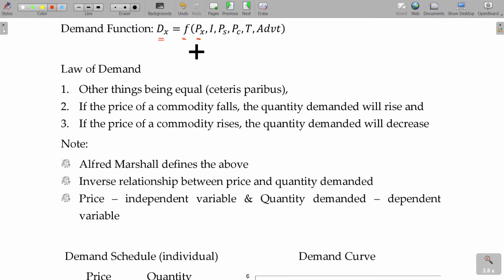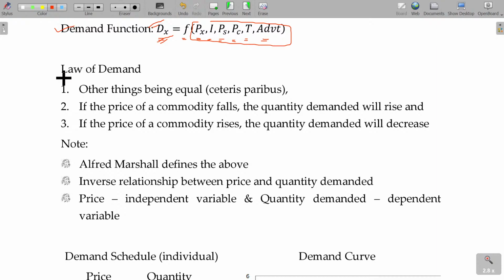Price of the commodity, income of the consumer, price of the substitute commodity, price of the complementary commodity, the taste and preferences of the consumers, cost incurred for advertisement. Depending upon these factors or determinants, there will be a change in demand. This can be represented in simple terms as the demand function. Hope you can understand what is called the demand function.